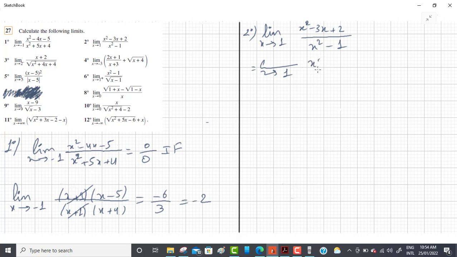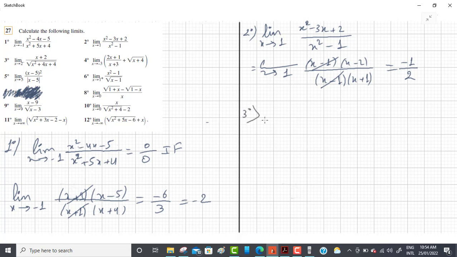So it's x minus 1 into x minus 2 over the denominator. X squared minus 1 is x minus 1 into x plus 1, a squared minus b squared. You should simplify by x minus 1. 1 minus 2 is minus 1 over 1 plus 1 is 2, so minus 1 over 2, and this is the answer.